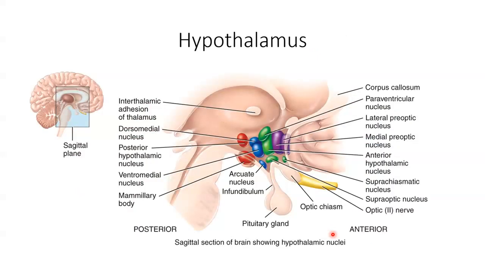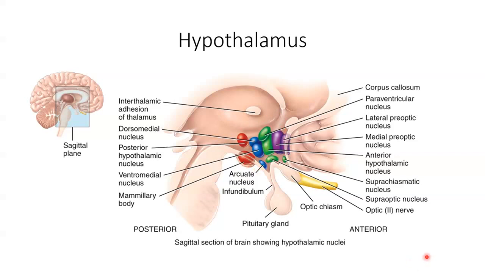The hypothalamus is a small part of the diencephalon located inferior to the thalamus and made up of a dozen or so nuclei. So the hypothalamus, if we look at this image here, is this little triangle shape here or this little triangle shape here. So it's just kind of this section where those coloured nuclei are.